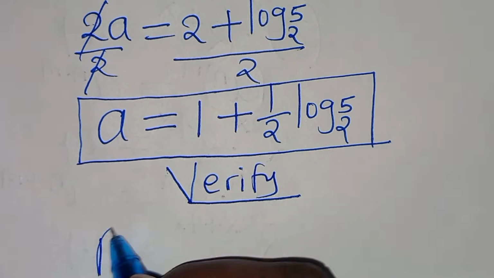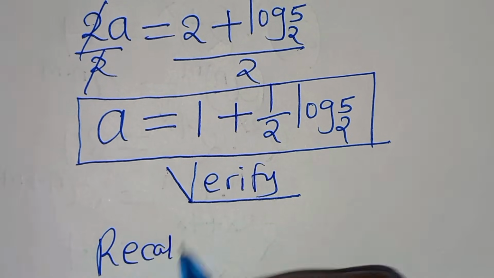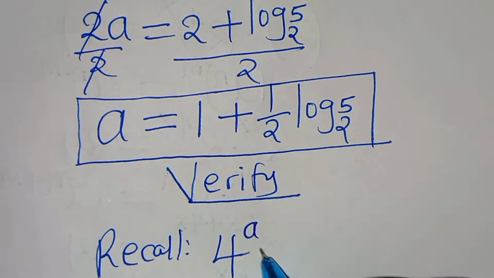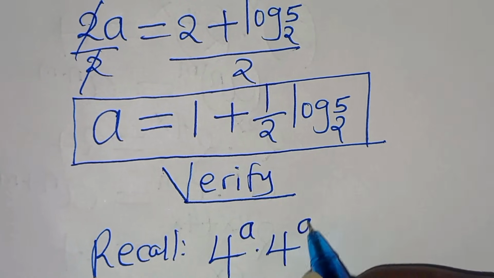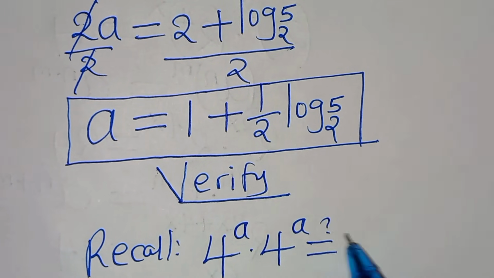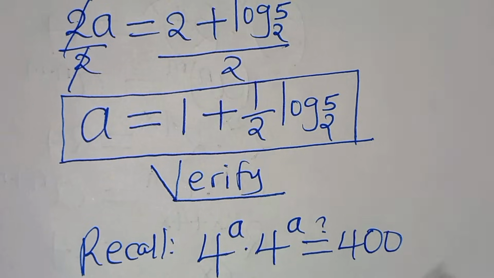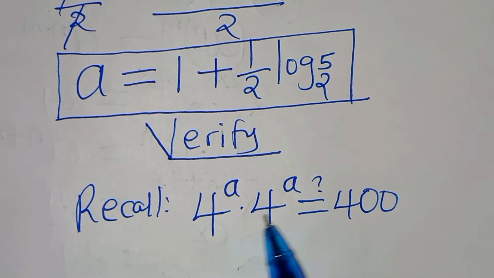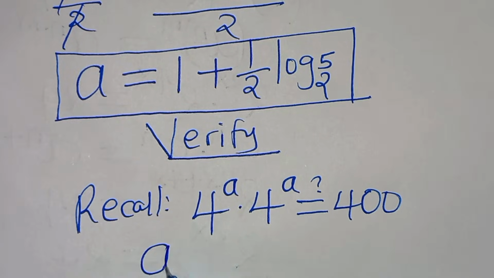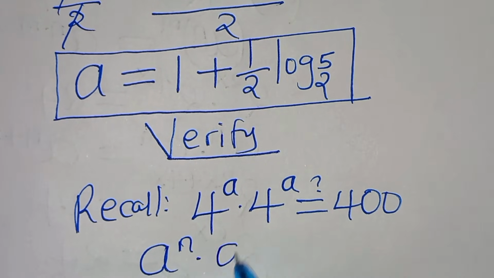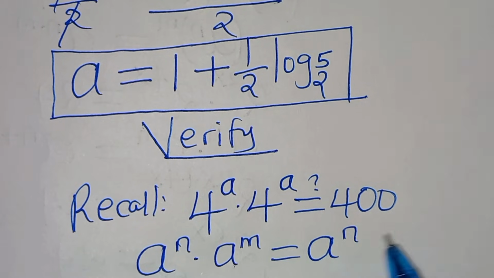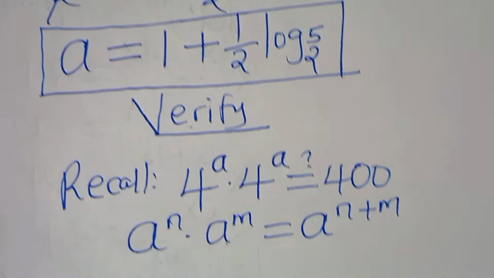Now, if you recall, we entered 4 to the power of a multiplying by 4 to the power of a. This should give us a value of 400. Now we see that 4 to the power of a times 4 to the power of a is in the form of a to the power of n times a to the power of m, which we can express as a to the power of n plus m.